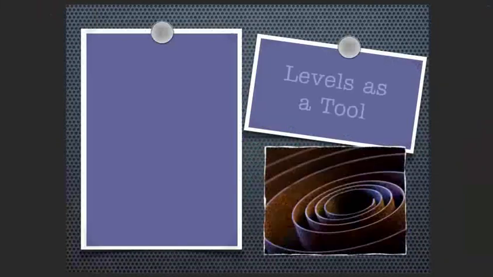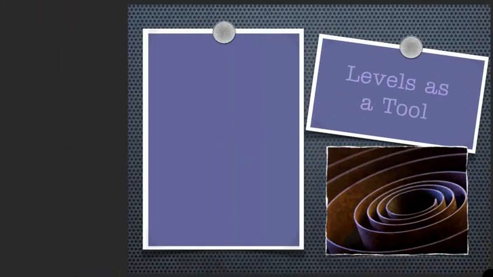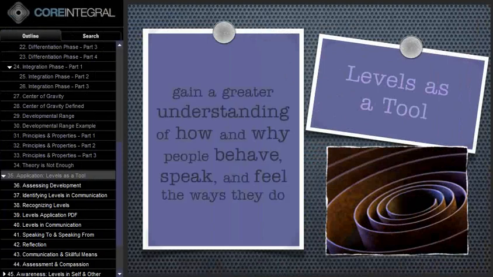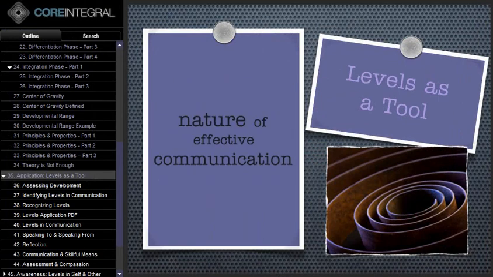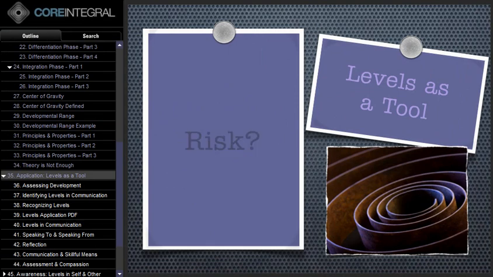Just as with the other elements of AQUIL, the levels component can be applied as a powerful tool to gain greater understanding of how and why people behave, speak, and feel in the ways that they do. In particular, it's supremely useful in analyzing the nature of effective communication. However, unlike many of the other elements, the explanatory power of levels carries with it a degree of risk.